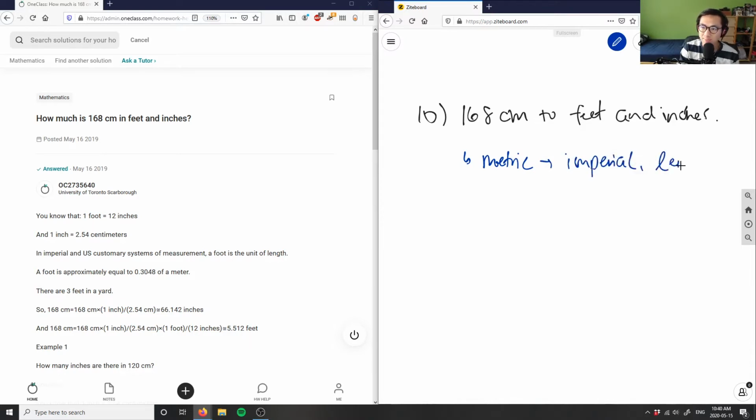And both of these measure length. So again, cm is the metric system, feet and inches are indeed the imperial. So I need a conversion factor, right? I know my conversion factor is 1 cm equals 1 divided by 2.54 inches, which will equal 0.393701 inches.